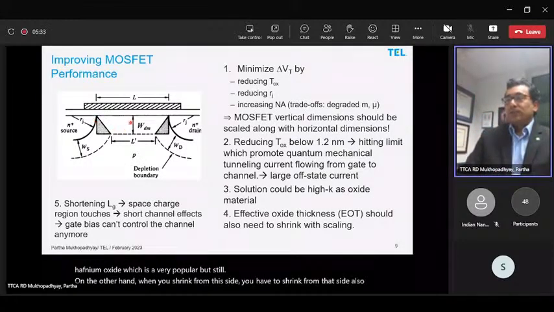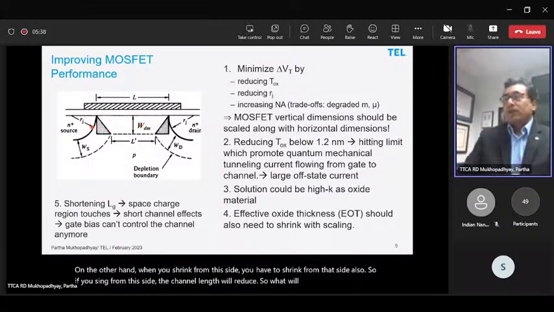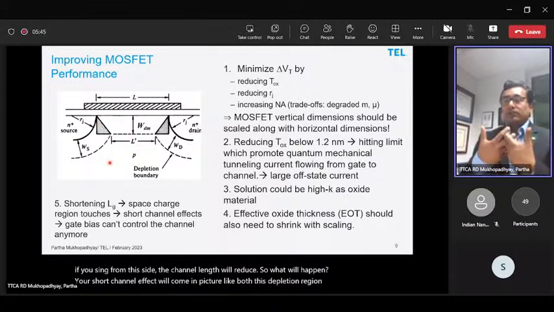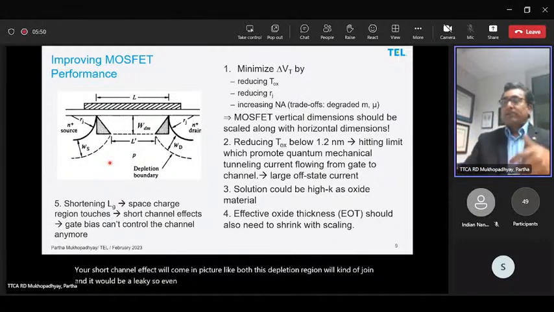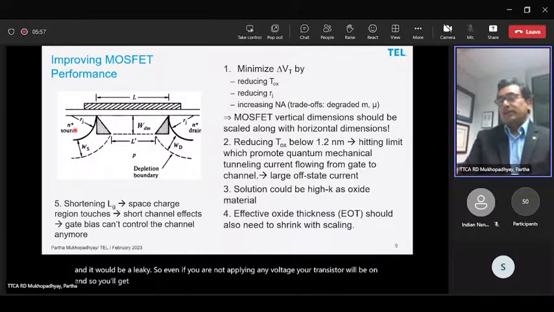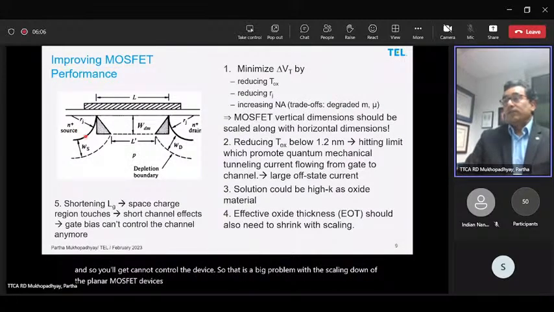If you shrink from this side, the channel length will reduce. So what will happen? Your short channel effect will come into the picture. Both depletion regions will kind of join, and it would be leaky. So even if you are not applying any voltage, your transistor will be on, and your gate cannot control the device. That is a big problem with the scaling down of planar MOSFET devices. How can you reduce that?